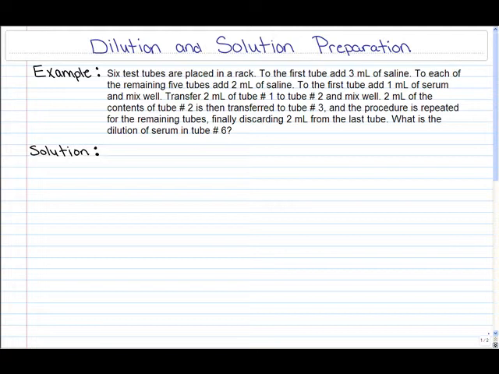I want you to now pause the video and try this example on your own. Do your calculations by reading each sentence very carefully, starting with the first tube and ending with the last tube.